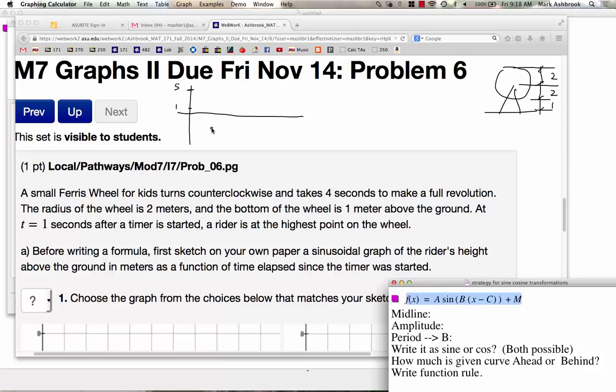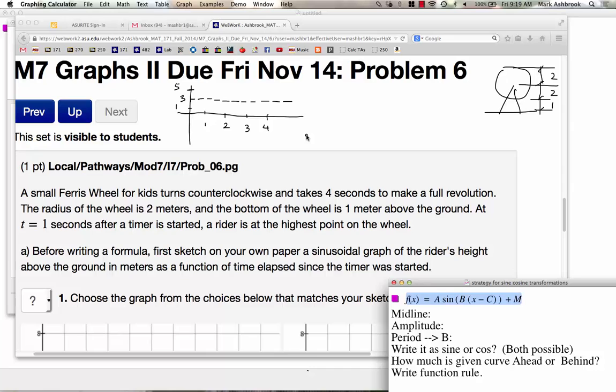Okay, the midline is not 1. That's how high the bottom of the wheel is up, but the midline would be how high the center of the circle is. So our midline's going to be at 3. And then it says it takes 4 seconds to make a full revolution. So we know we can divide by 4. So 1, 2, 3, 4. And it says at 1 second, the rider's at the highest point on the wheel.